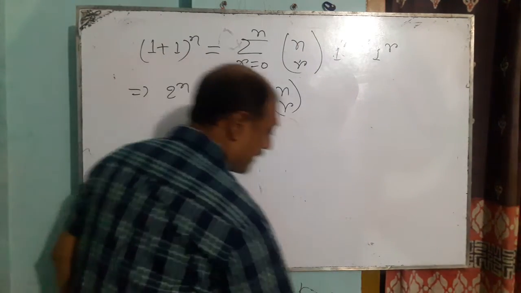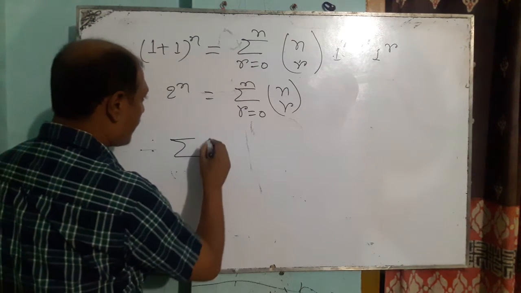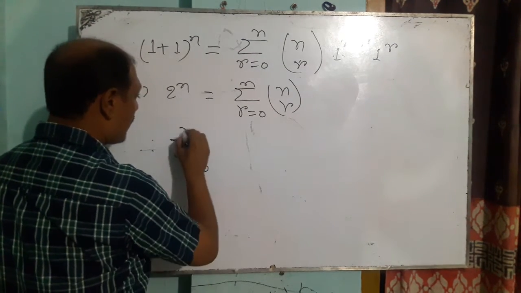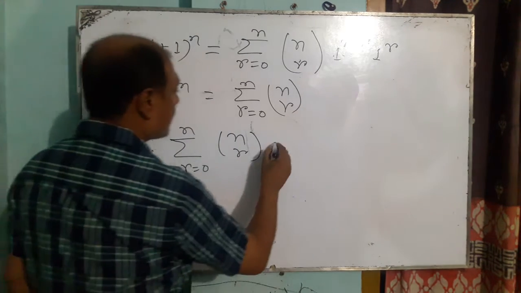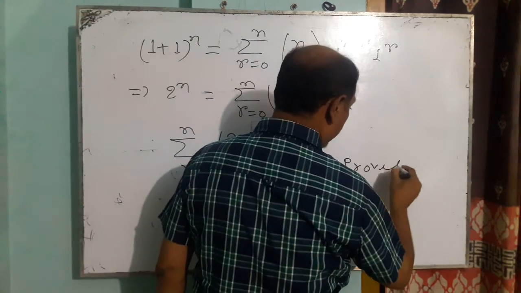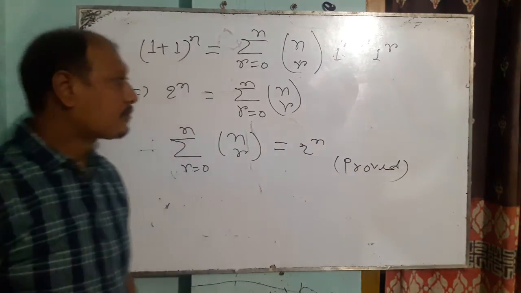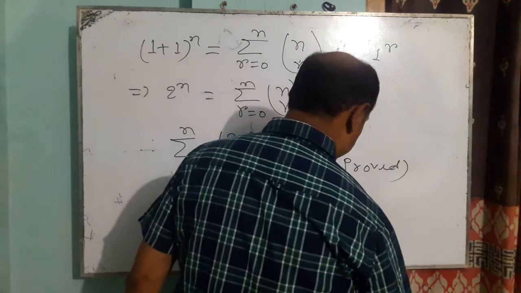Then we can write summation of r from 0 to n nCr equal to 2 to the power n. Proved. Now I can solve example 2.